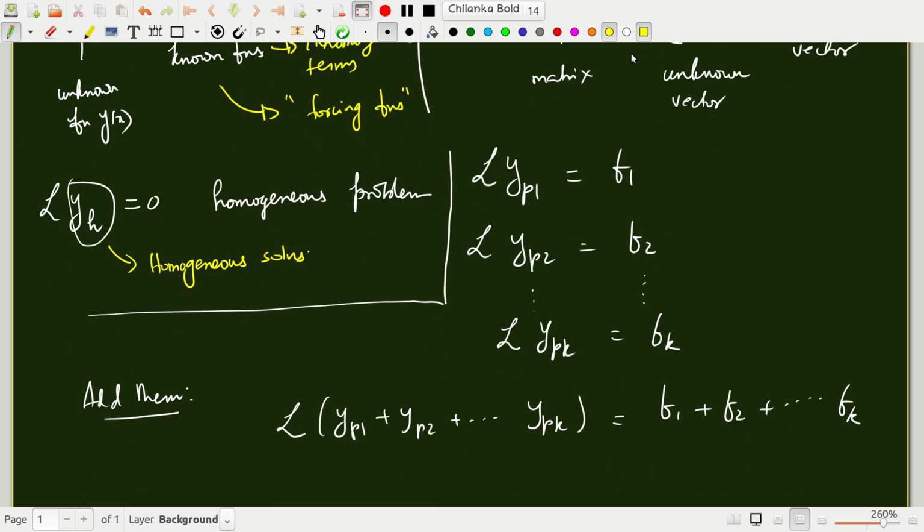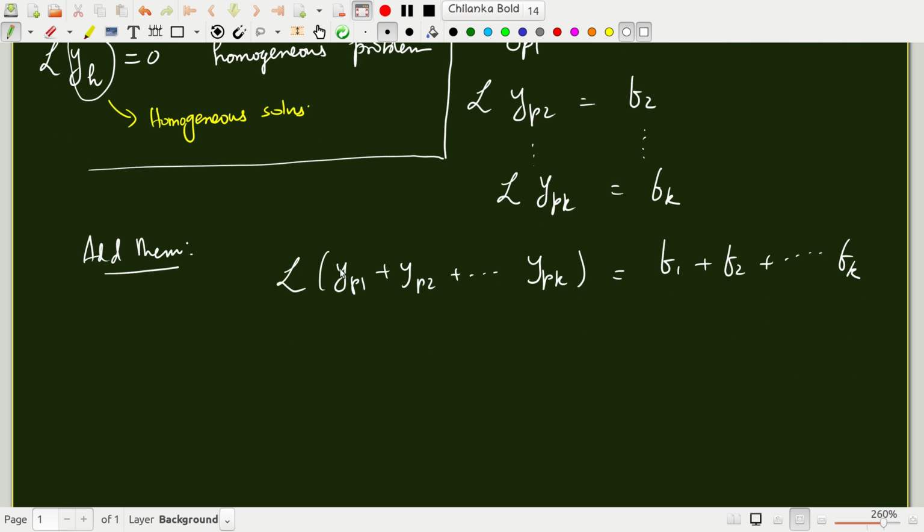So if you could not solve the problem with all the forcing functions on the right side in one go, you could solve it separately. You solve with only f1 as the forcing function, the solution is yp1; f2 as the forcing function, the solution is yp2, and so on. Because the system is linear, if you add them all up, this superposition of individual solutions will give rise to the particular solution to the entire problem.